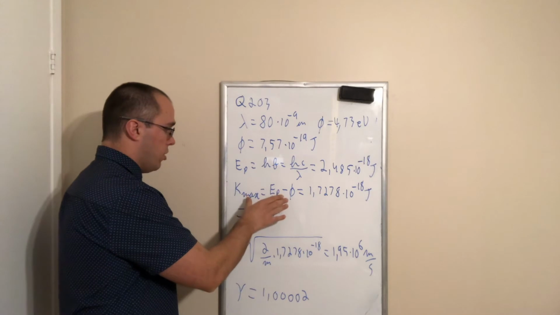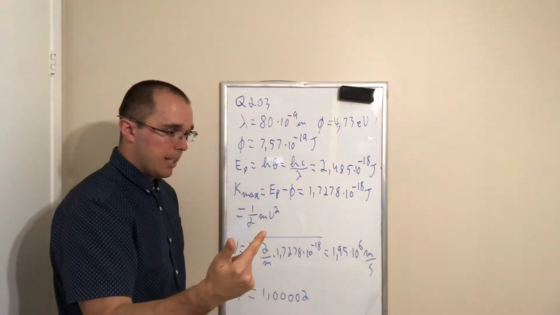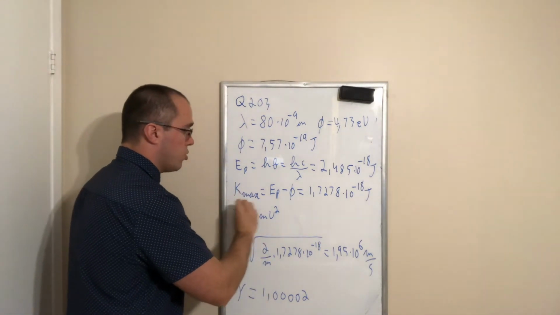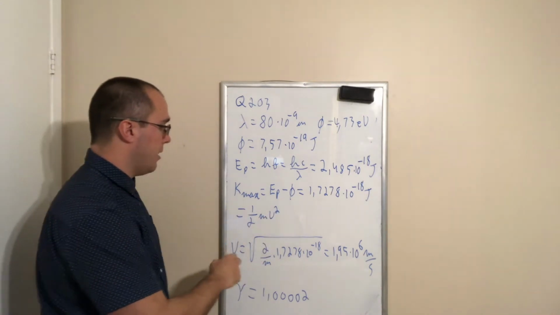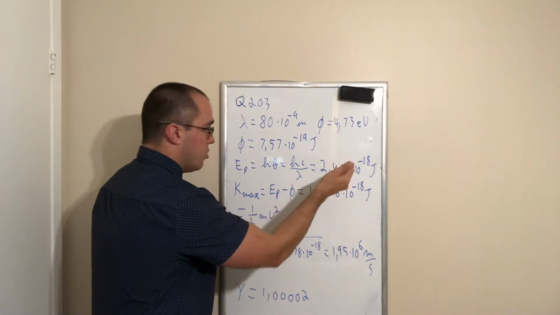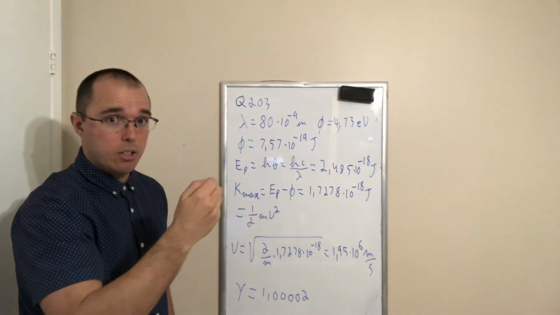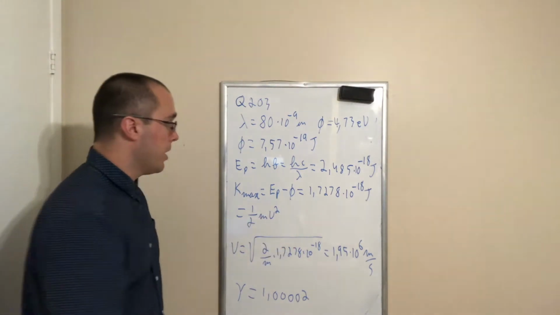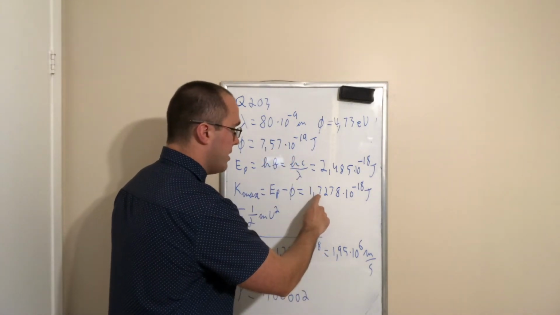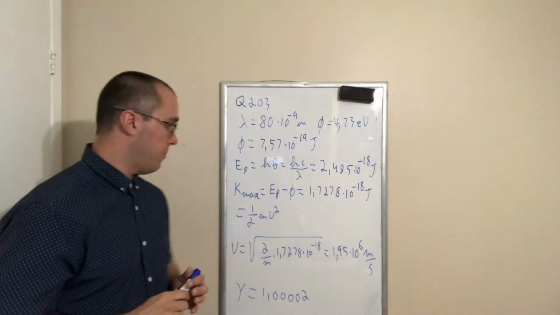Now we again use the formula where the work function plus the maximum kinetic energy is equal to the energy in each photon. Here I already switched the work function on the right side, so we're looking for the maximum kinetic energy. We input these two values, so energy in each photon minus the energy needed to fight off the binding energy of the metal, and we get the maximum kinetic energy to be 1.7278 multiplied by 10 to the power minus 18 joule.